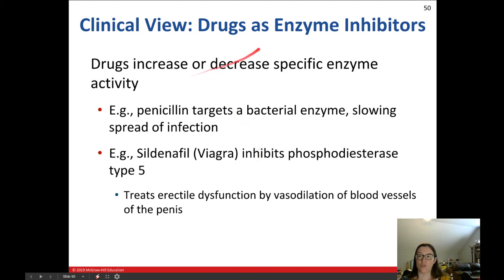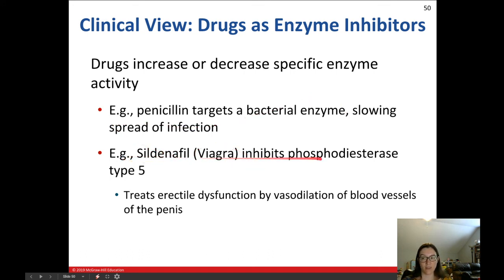So drugs can be really useful as enzyme inhibitors. We can figure out how to increase or decrease a specific enzyme activity, and this can sometimes modify homeostasis. For example, penicillin actually targets a bacterial enzyme, which slows the spread of infection. So if penicillin inhibits the bacterial enzyme, it's going to slow down the reaction in the bacteria, and that slows the spread of infection.